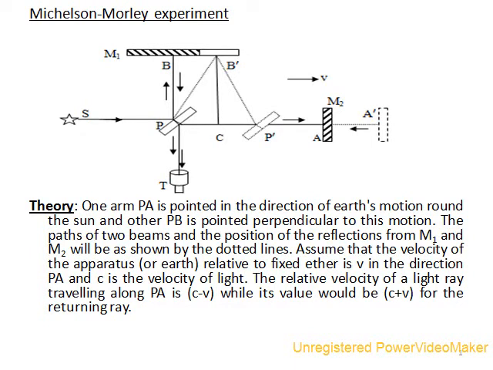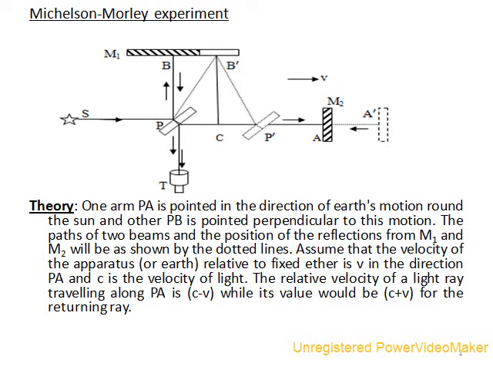The theory: one arm PA is pointed in the direction of the Earth's motion round the Sun, and the other, PB, is pointed perpendicular to this motion. The path of the two beams and the position of the reflections from M1 and M2 will be as shown by the dotted line. Assume that the velocity of the apparatus relative to the fixed ether is V, in the direction of PA, and C is the velocity of light.